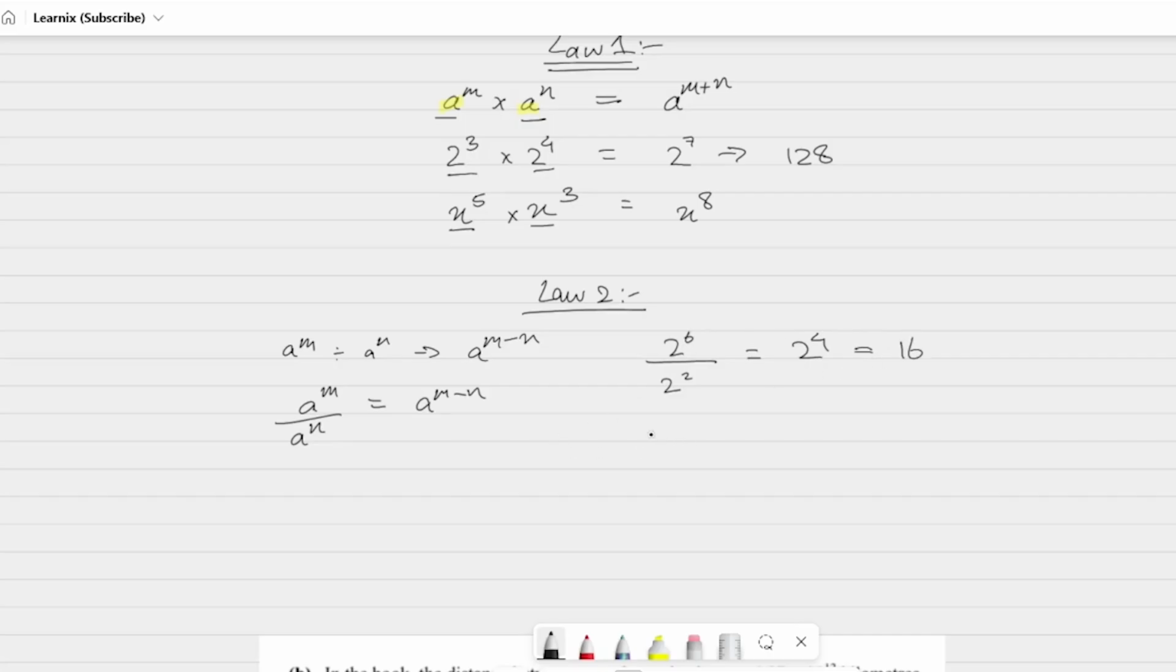Now let's say in terms of x, we'll have x to the power of 7 over x to the power of, let's do 3.